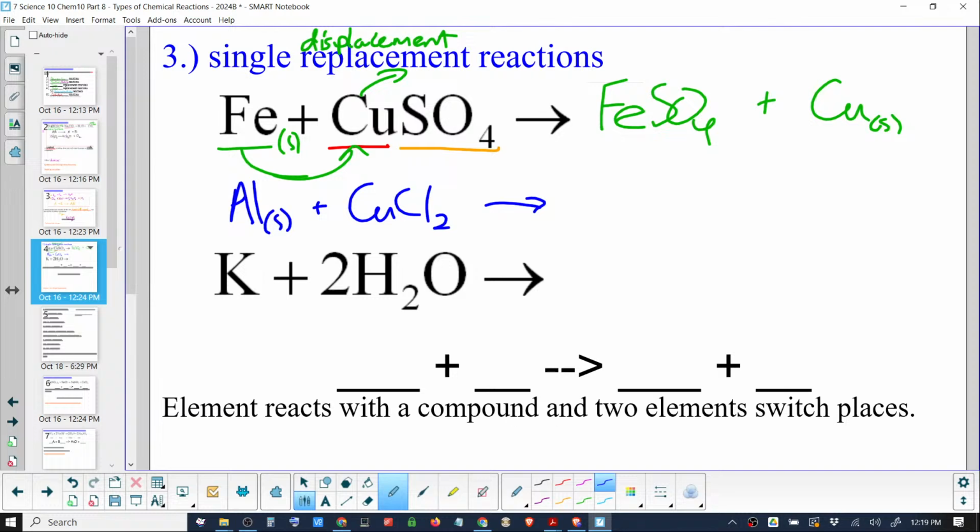What would be the products? Aluminum chloride, although we need the numbers, so I haven't put any numbers below. And what would be left over? Copper. So we would definitely get copper solid. That came out as brown gunk.